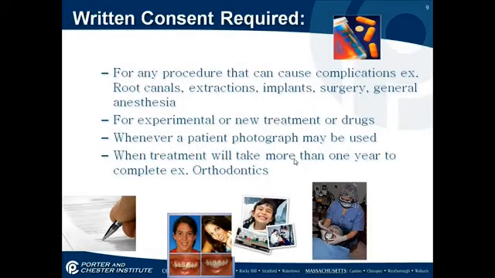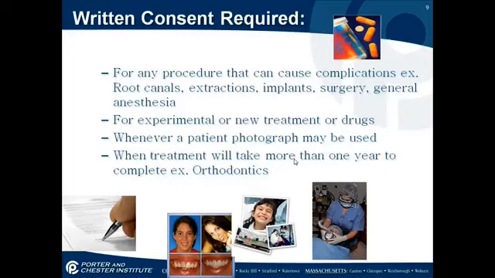Written consent forms are required especially for any procedures that have complications, like surgery, root canals, implants, or general anesthesia, or prolonged treatment such as ortho that might take two or three years. You're going to go over all the pros and the cons, and the patient's going to sign it. This is also true for any kind of experimental treatment. This is a new treatment that we're trying out, and you have to sign it saying, okay, that's not the standard of care.